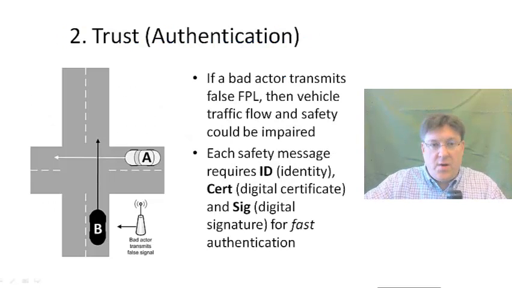The second area to think about is trust. When we say trust, we mean authentication. If a bad actor were to transmit a false, frequent, precise location trajectory, then the traffic flow could be impaired. It could slow cars down.